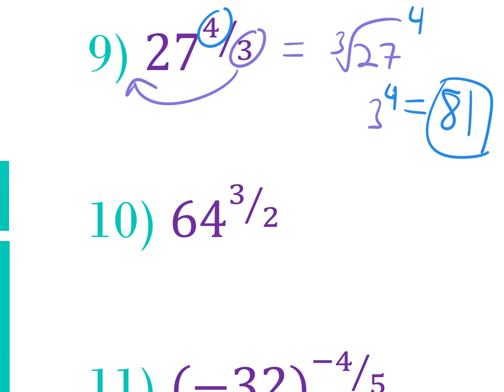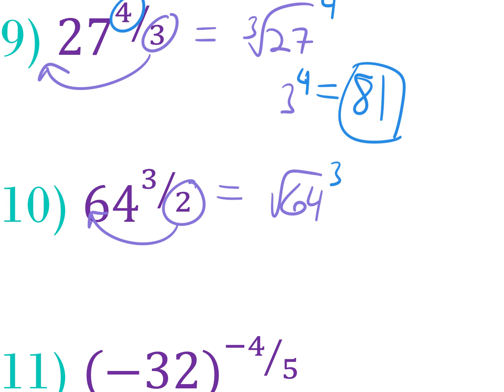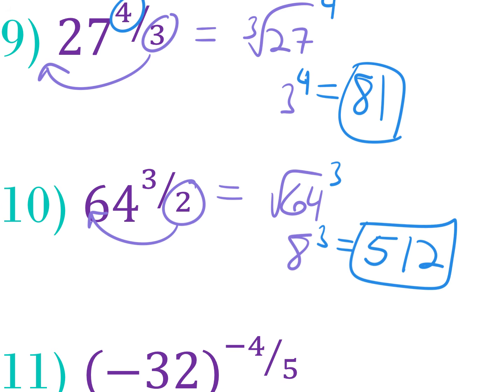All right, what do we get for number 10? Good, so we can do the square root of 64 and then raise it to the 3rd power. So we get the square root of 64 to the 3rd power. Square root of 64 is just 8, and then when you, again, work it out, you're going to get 8 times 8 times 8 is 512.